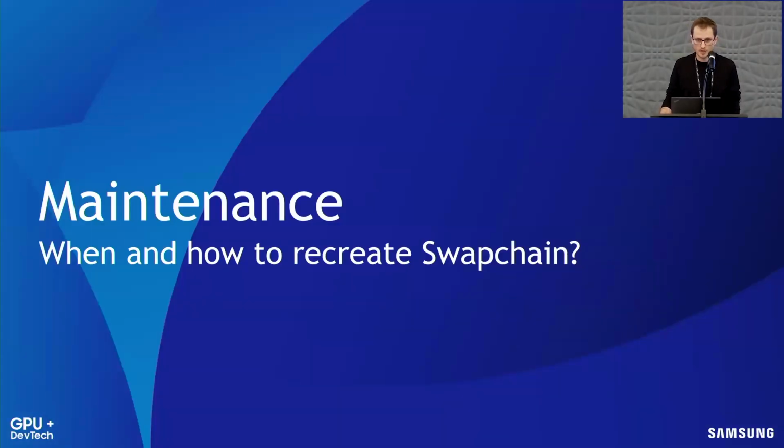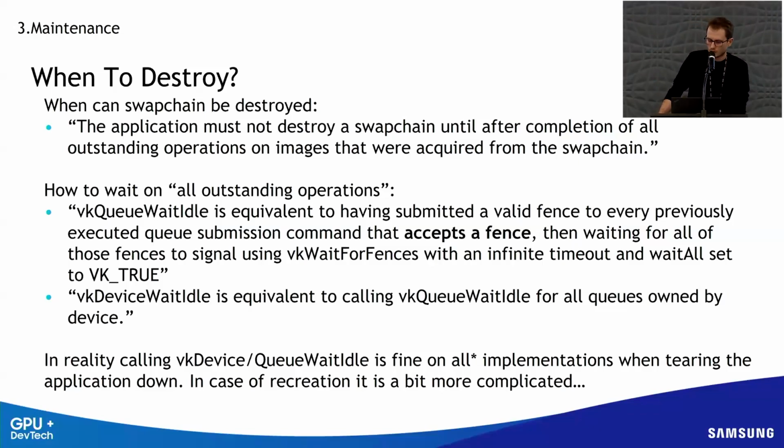Okay, now to get to the actual thing that people care about, which is the maintenance: when to recreate, how to recreate, and some common issues with recreation. So we did explain the logic of when to recreate, but as part of recreation, you always have to destroy the swapchain. There are two ways to recreate. One way is to destroy before you recreate, and the other one is to destroy after you recreate, but both of them involve destruction.